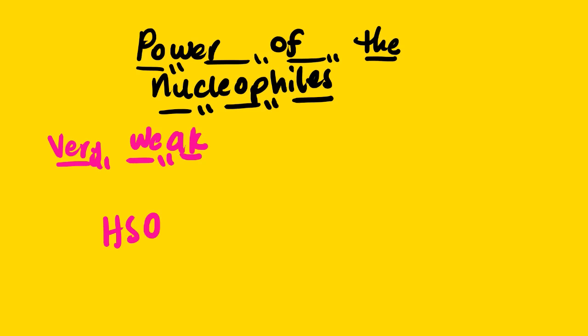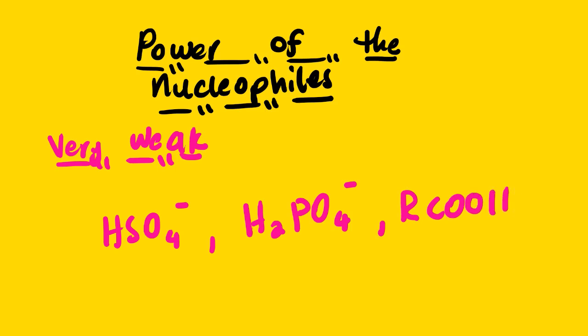So we have the first one of the weak nukes, and by the way, these are conjugates. If you understand acids and bases, then you'd see that these are conjugates of acids, because we normally say nucleophiles are bases or they are basic. So these are very weak nucleophiles that we have.